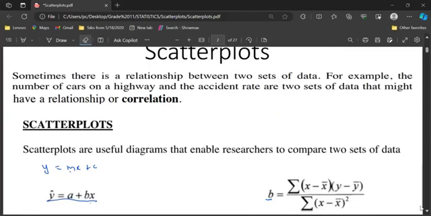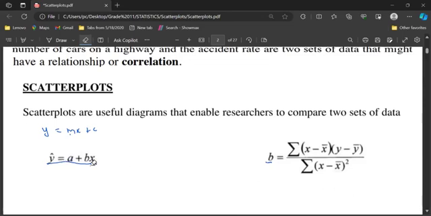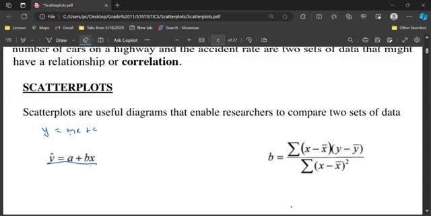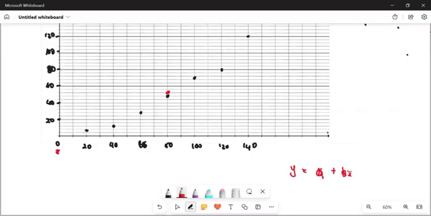Since it's a straight line, we spoke about how our equation should have A, it should have B. And then there's this formula that we used to get B, which we don't use. So which one are we going to use then? We say Y is going to be equal to A plus BX.